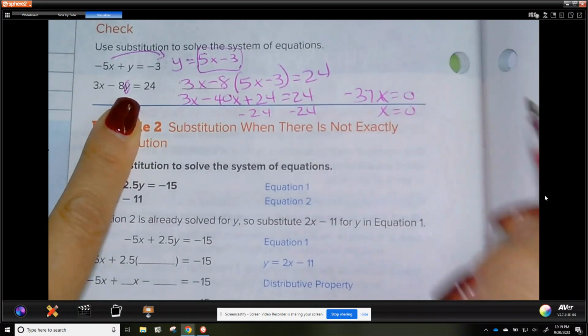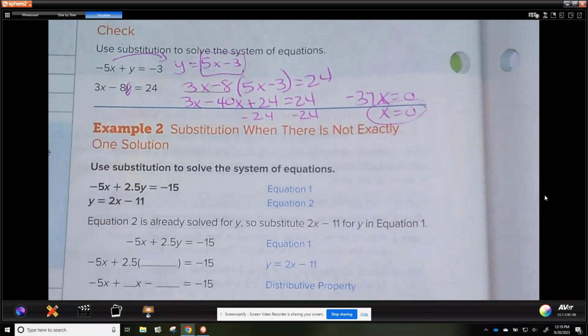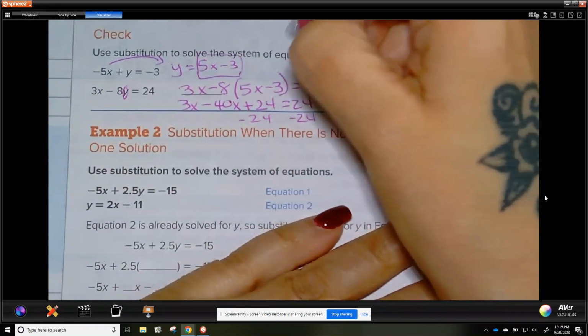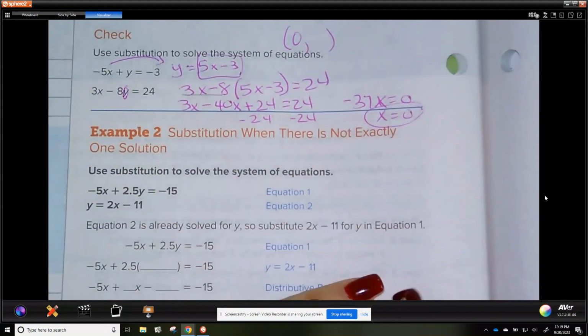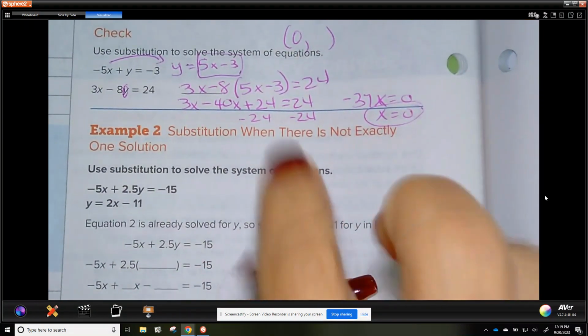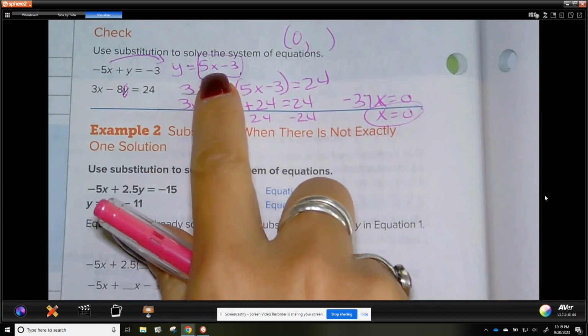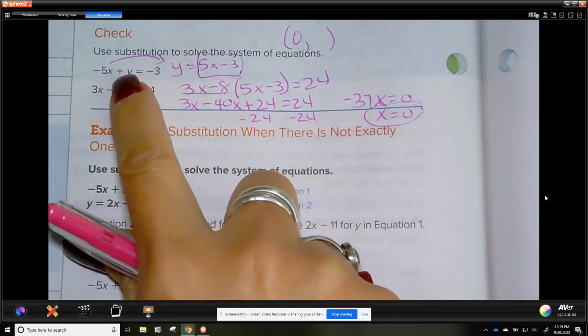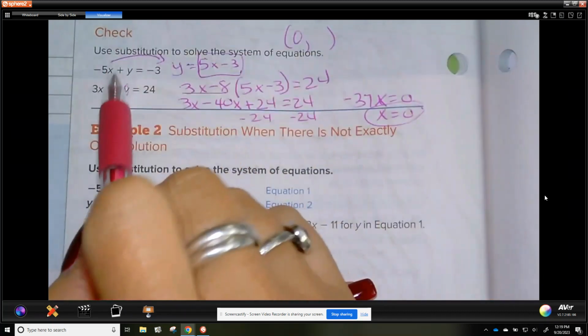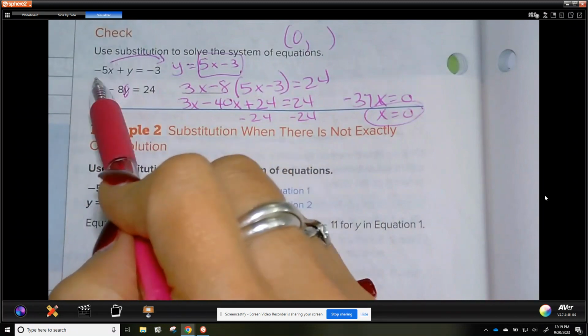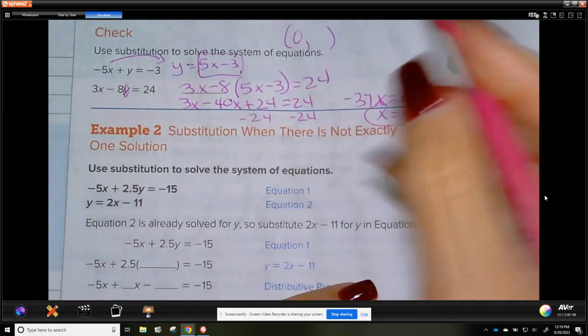0 times anything is 0. So 0 is a number. 0 is a fine answer. It's okay to have 0. Now to get y, as long as you did this one right, you could use it here, but I'm going to go back to my original. So x is 0, so that goes away. So I just get y equals -3.